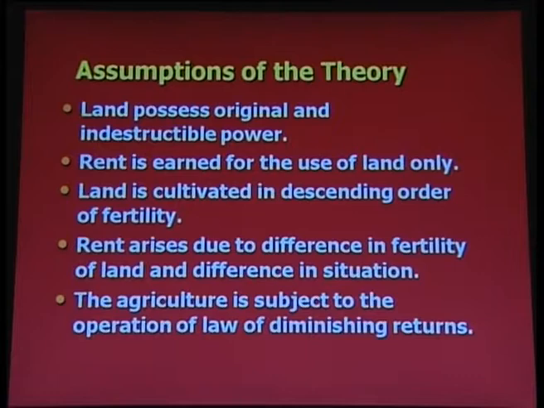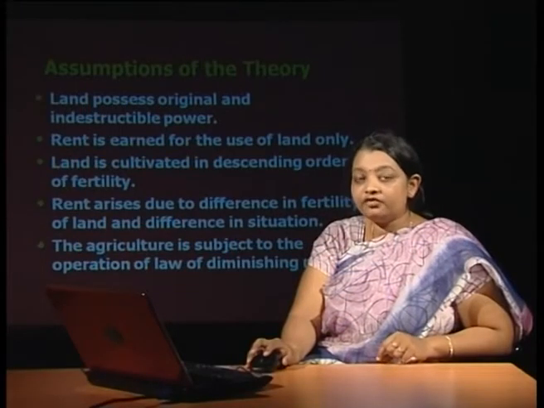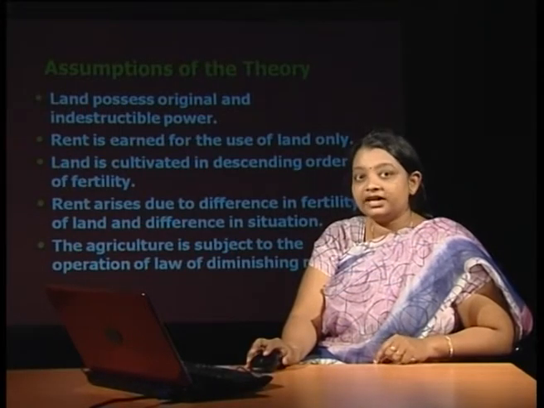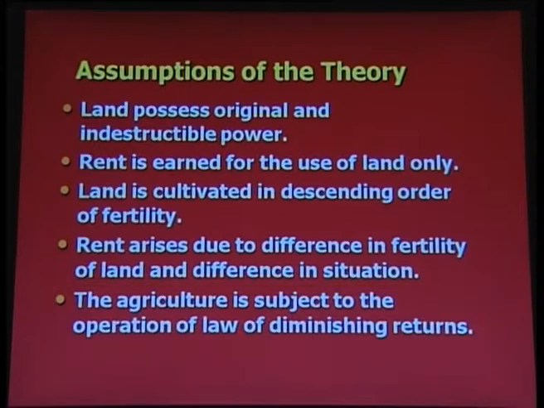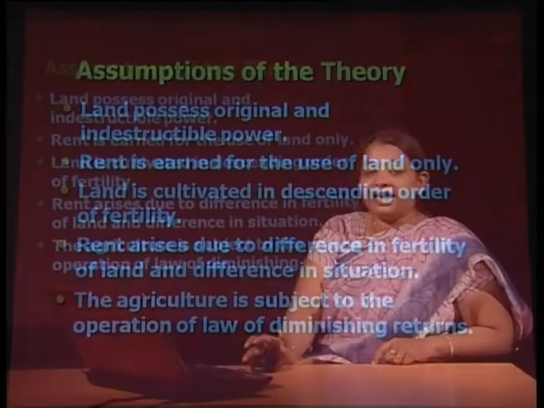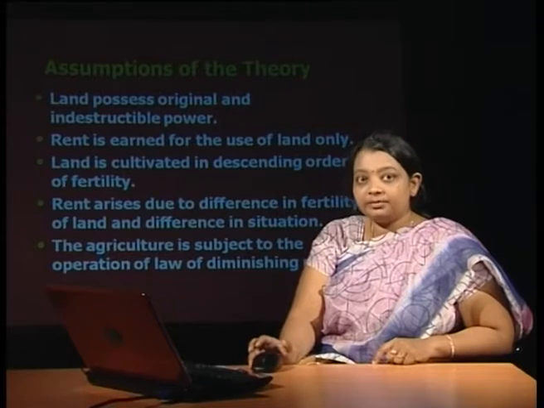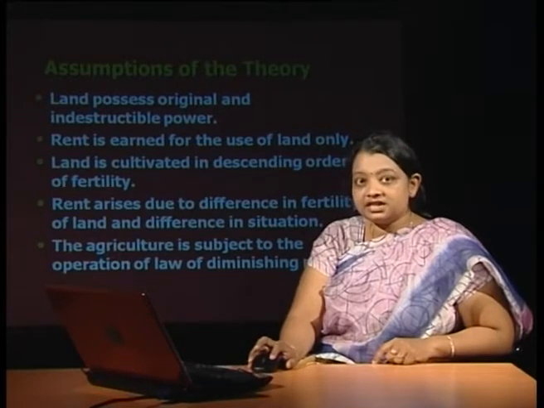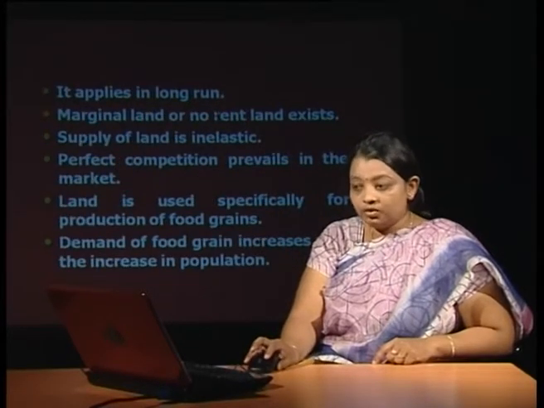Land is cultivated in descending order of fertility. It means the most fertile land will be used first and less fertile land will be used last. Agriculture is subject to the operation of the law of diminishing returns. It means that in the agricultural sector, the law of diminishing returns applies. That means as the factors of production increase, the output or the produce decreases with the increase in factors of production. It applies in the long run only.